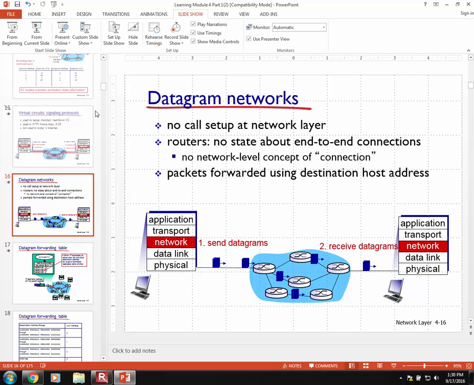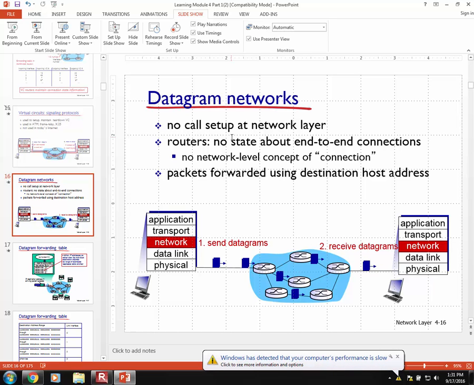So there's basically two types of networks. Networks that have virtual circuits, and we're not going to really cover that. And datagram networks are going to be the focus for this particular review.